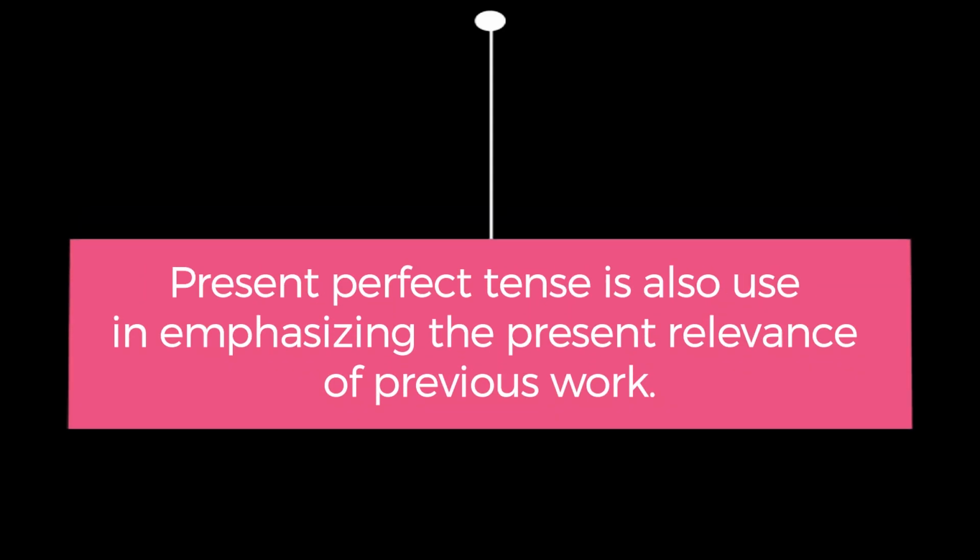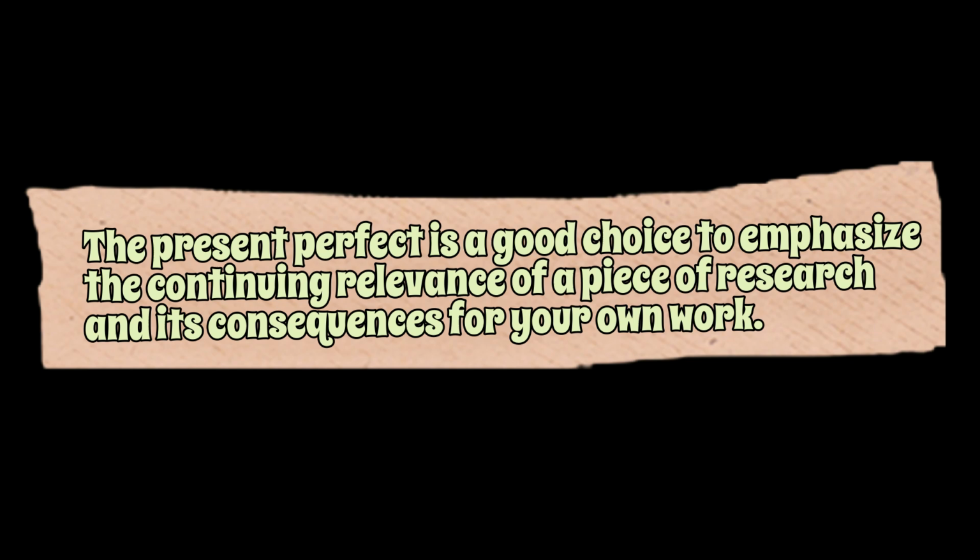Further, present perfect tense is also used in emphasizing the present relevance of previous work. When describing the outcomes of past research with verbs like find, discover, or demonstrate, you can use either the past simple or the present perfect tense. The present perfect is a good choice to emphasize the continuing relevance of a piece of research and its consequences for your own work. It implies that the current research will build on, follow from, or respond to what previous researchers have done.